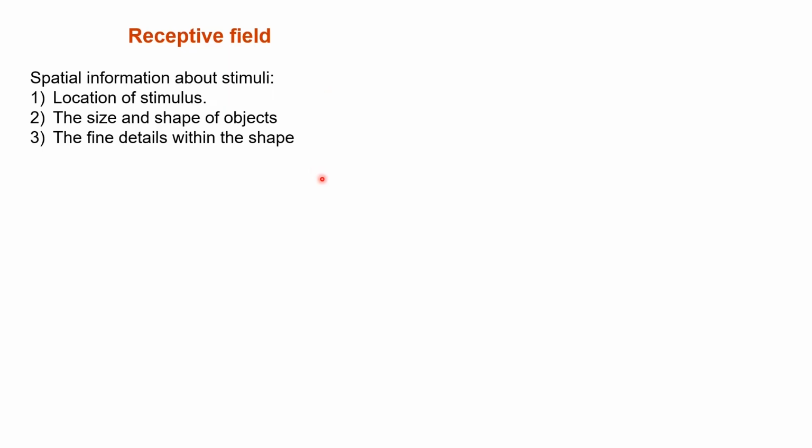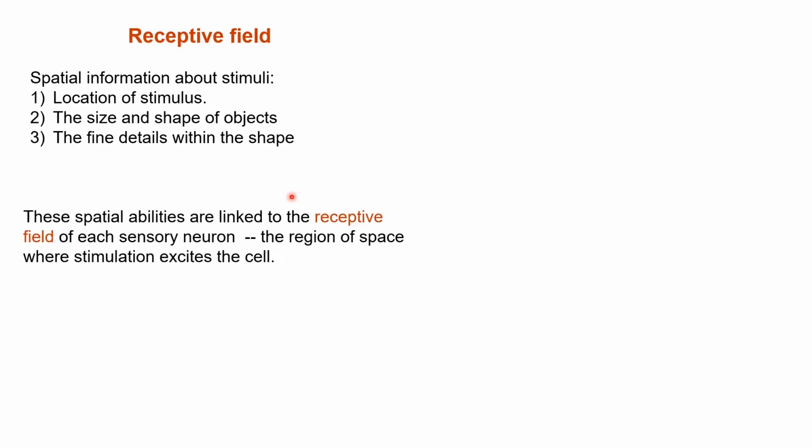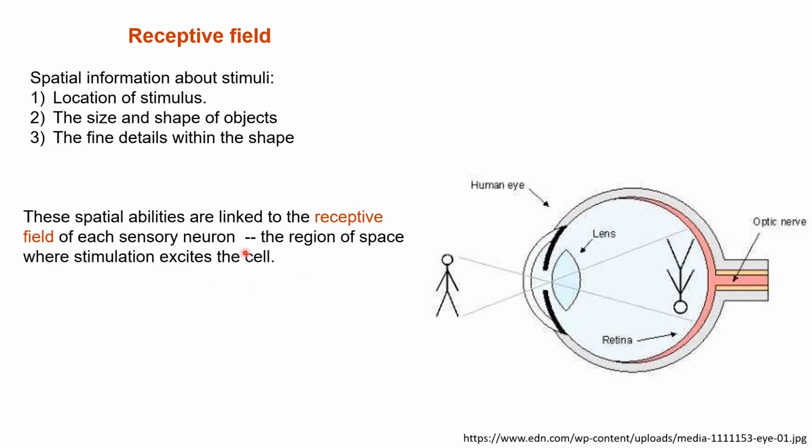This becomes possible because neurons, at least in some sensory modalities, respond preferentially to inputs in certain part of the space. So these regions of space where stimulation or presence of stimuli excites the neuron, these regions can be called the receptive field of that sensory neuron. To take an example from the visual system, so this is the eye, and at the back side of the eye is the retina, and in front is the lens here.